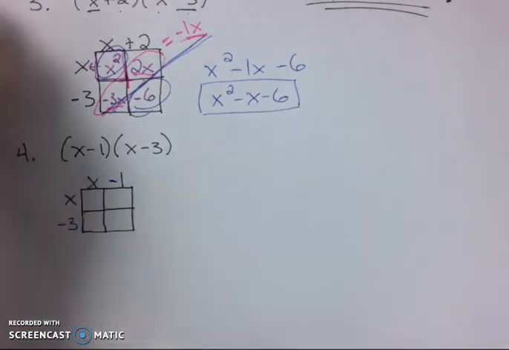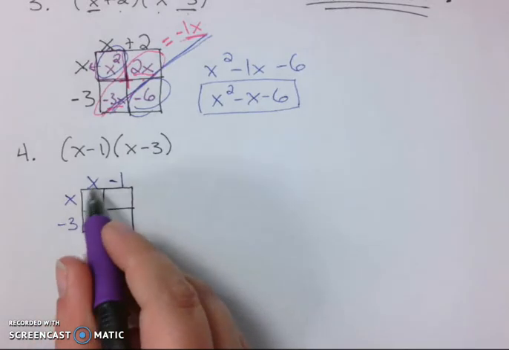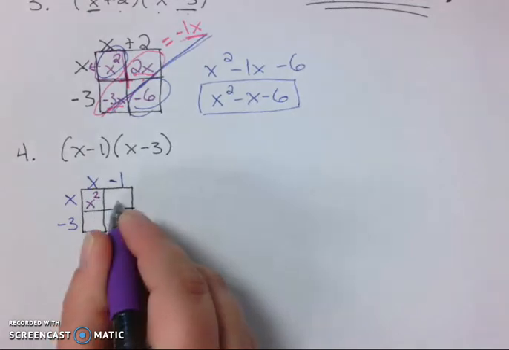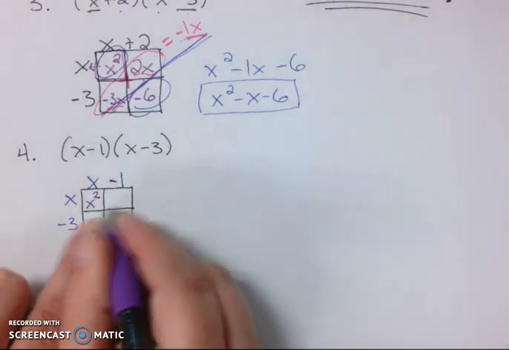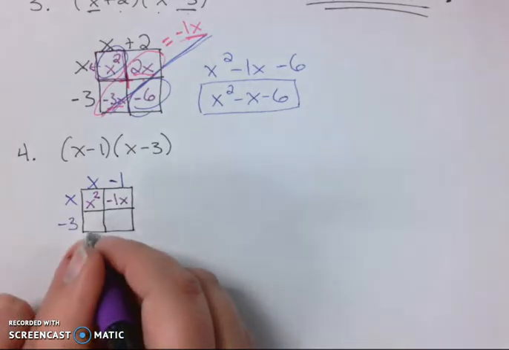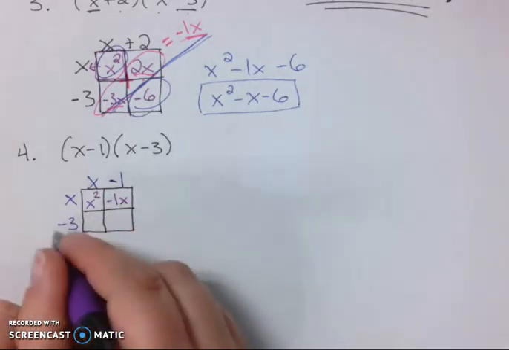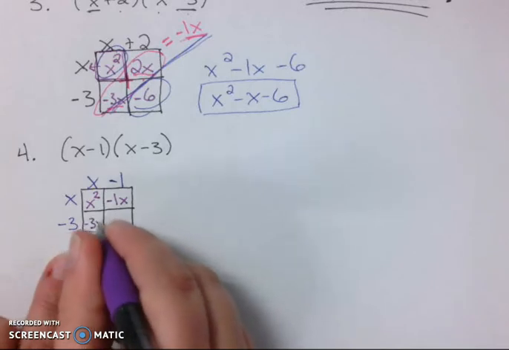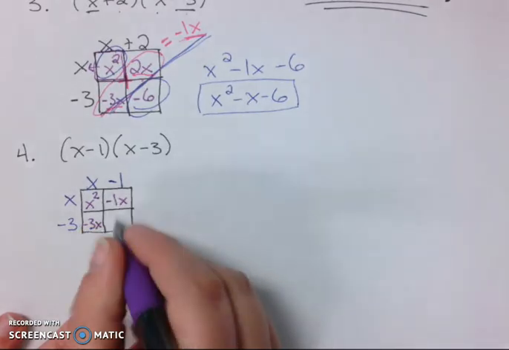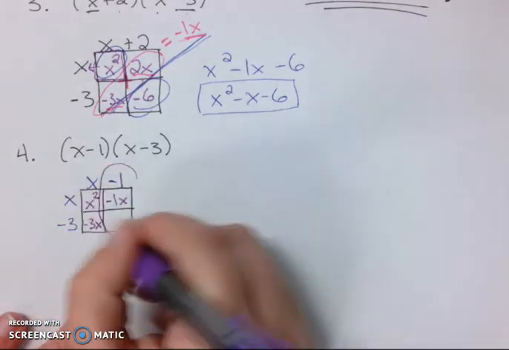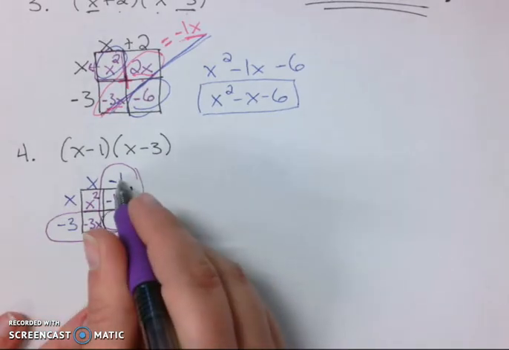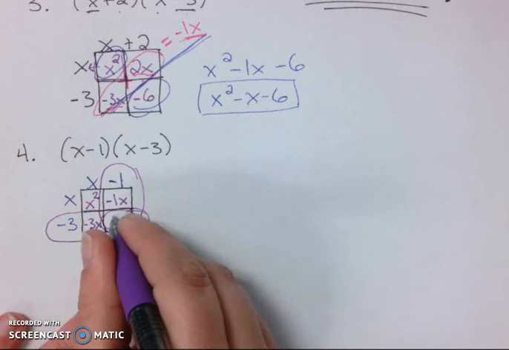Now to fill it in, I multiply x times x for this box here to get x squared. This box, I take what's on top, negative 1 times what's in front, x, to get negative 1x. This box, I take the x times this negative 3 in front of it to get negative 3x. And this box, negative 1 times negative 3. You see how I'm taking what's on top and what's to the side. When I combine negative 1 times negative 3, it gets positive 3.